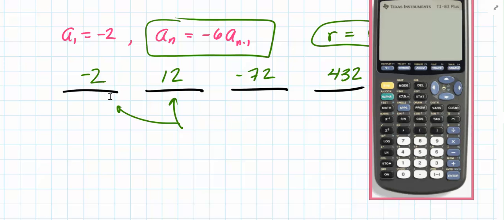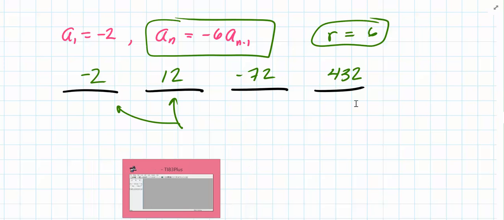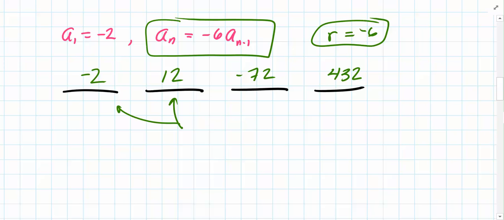Because 12 divided by negative 2 is negative 6. And then negative 72 divided by positive 12 is still negative 6, right? Does that make sense? I just wrote 6. Oh, thanks. Negative. It's a negative 6.